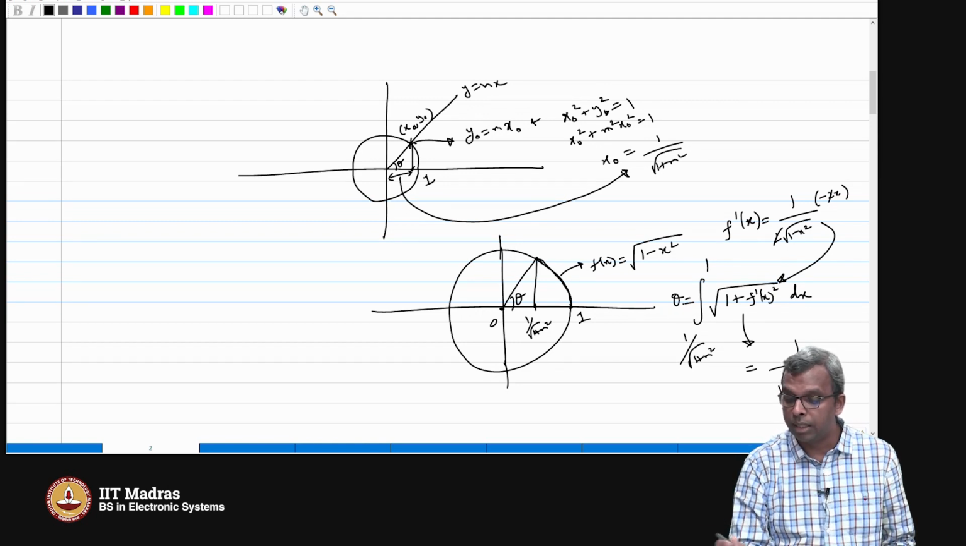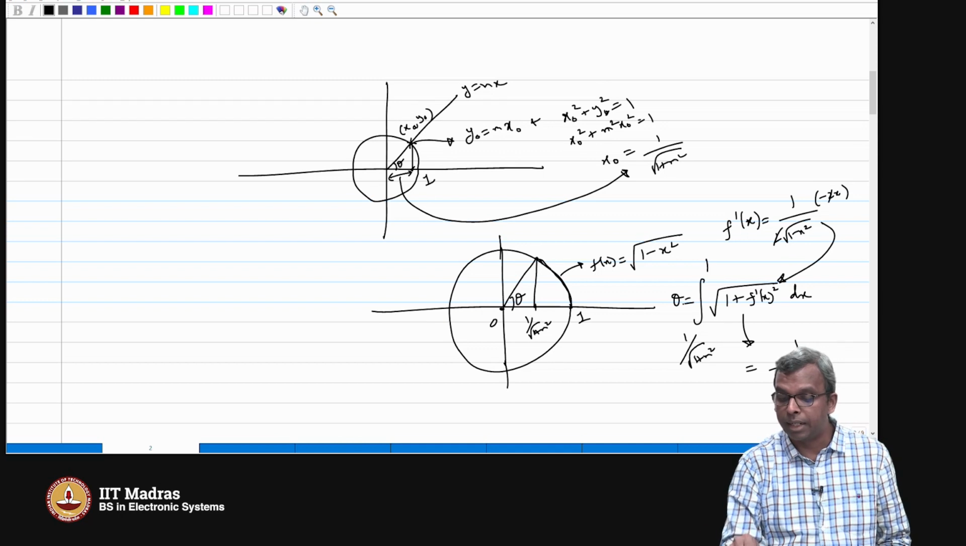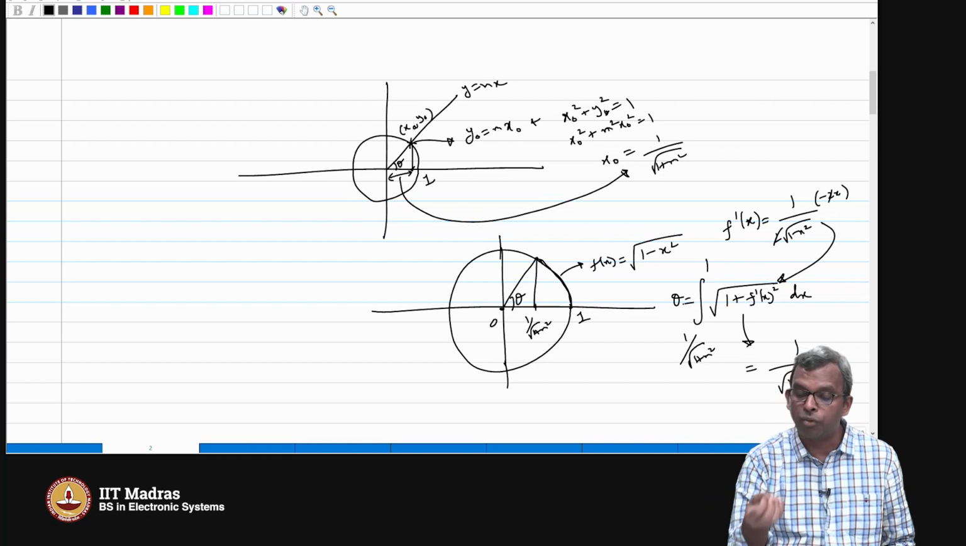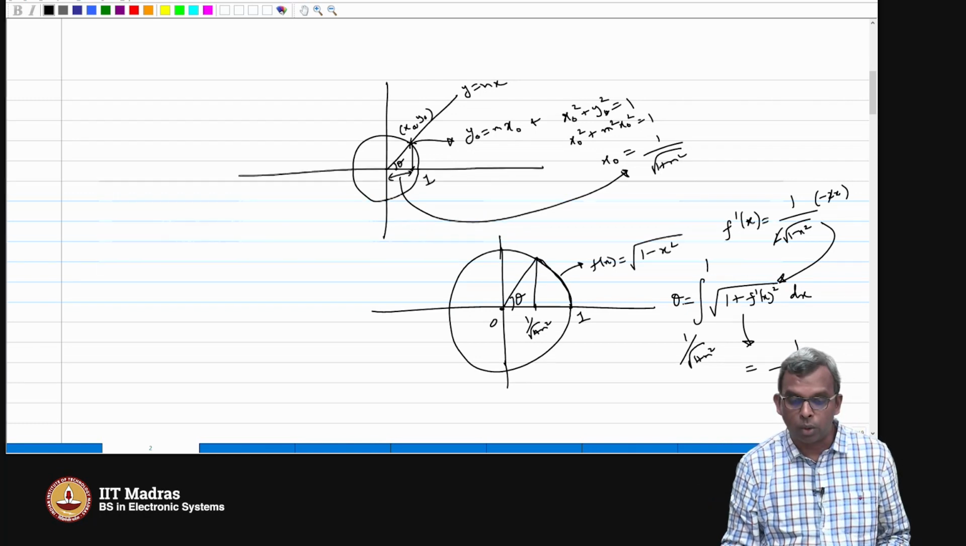Okay. So, you see theta can be written as the integral from 1 by root 1 plus m squared to 1 of 1 by root of 1 minus x squared dx. So, this is a standard arc length. We saw application of integration in one of the previous topics, how to find arc length, and that is what is going on here.